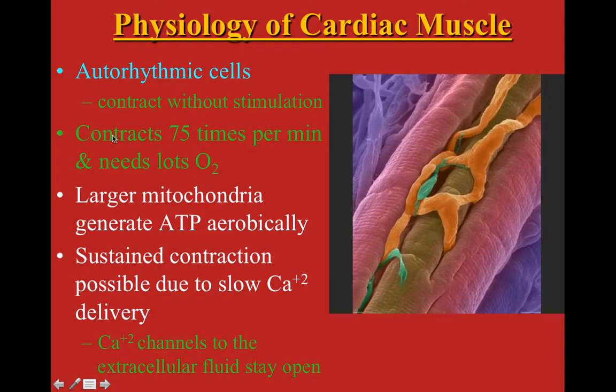All right. Generally speaking, our cardiac muscle tissue contracts 75 times per minute, and it needs lots and lots of oxygen in order for that to happen. Larger mitochondria in the cardiac muscle tissue generate ATP aerobically. So that's why we have to have all this oxygen, because this is an aerobic process. It has to have oxygen in order for it to happen.